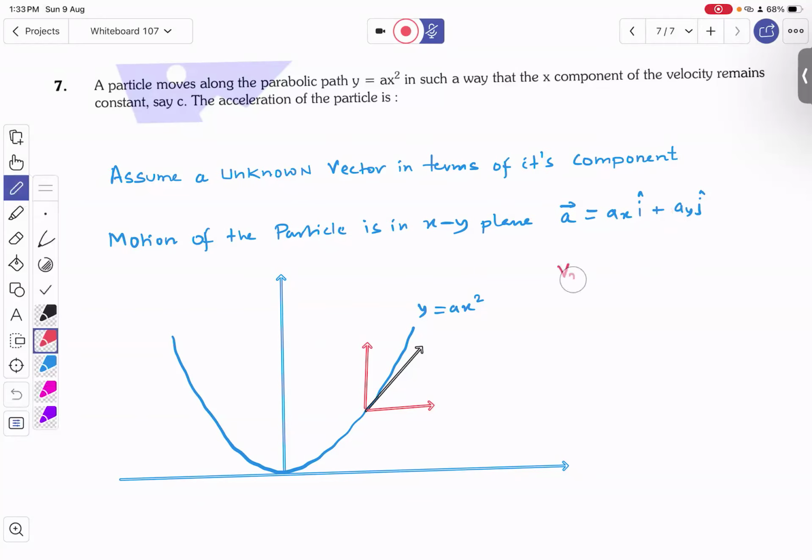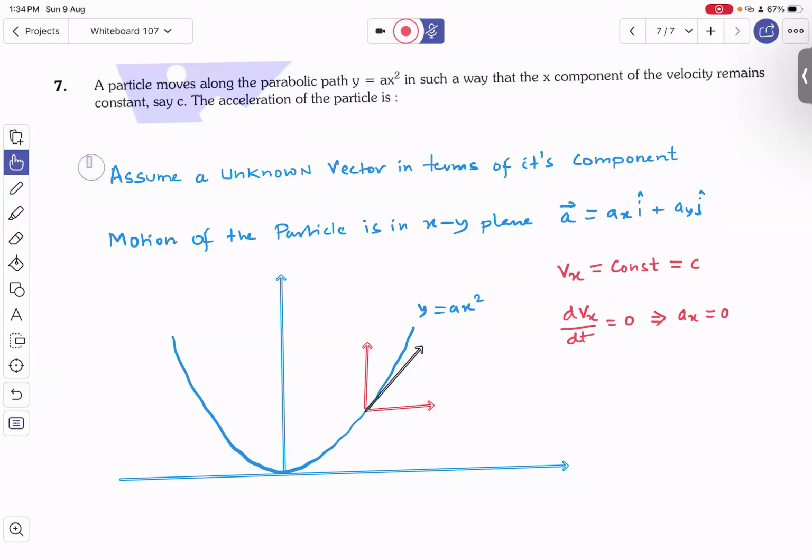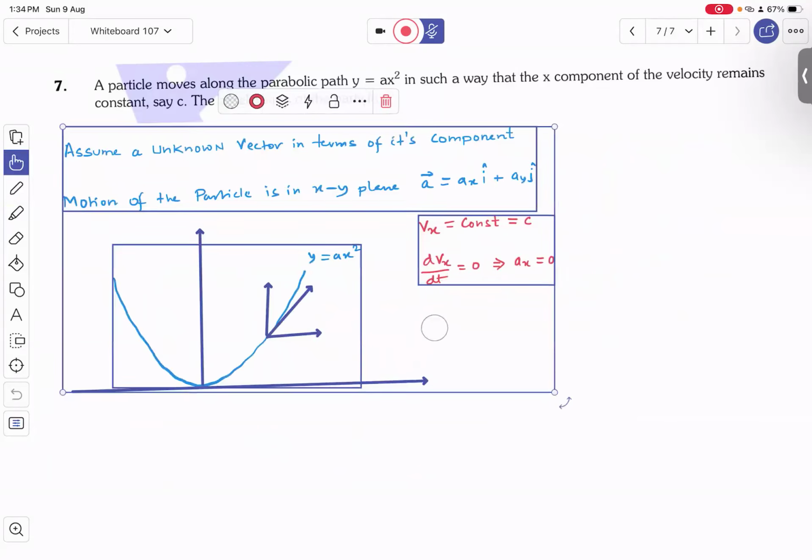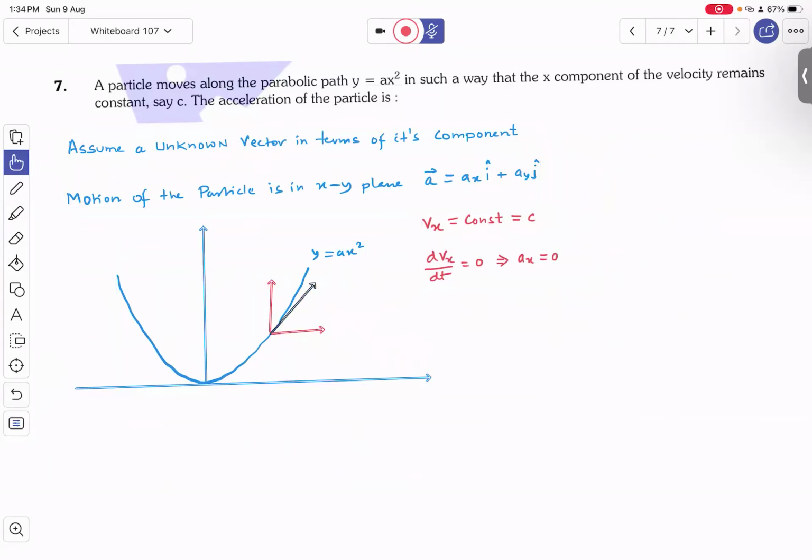So Vx, they are telling us, is constant, and that is given as c. So the rate of change of Vx is going to be 0. So what is the acceleration along the x axis? 0, correct? So we found one component, only one component remains to be found. So what to do after this? The equation of the curve they have given us, not just so that it will look nice or give a parabola, there might be some use, no?